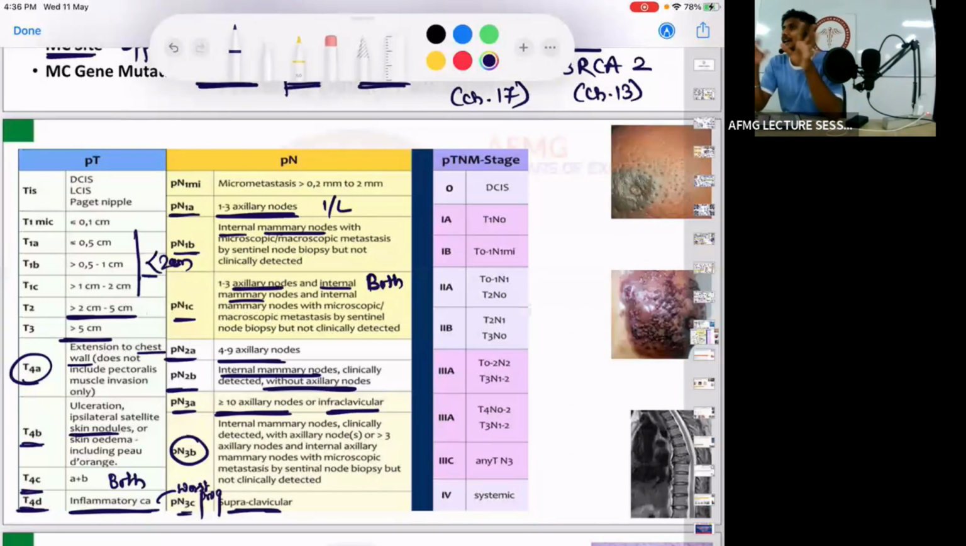Okay, if you want to remember. And how many levels? 3 levels. The surgical levels are in relation to the pectoralis minor muscle. Level 1 is lateral, level 2 is behind, and level 3 is medial. L comes before M, so L1, M3. You can remember it like this if you want to.